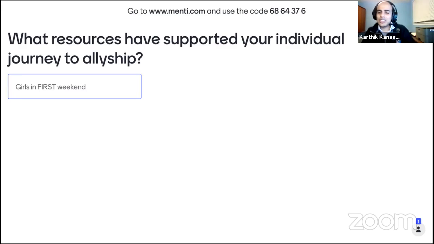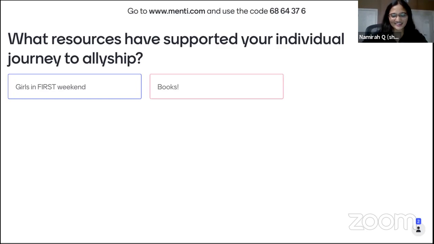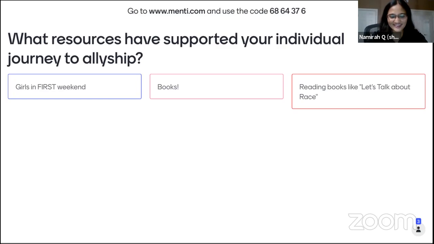And hey, take a look. We've got some of these resources popping up, so you can talk more about them. Oh, awesome. I see the Girls in STEM First Weekend. I think that's actually where Emily, Mahak, Maria, and I all met for the first time.